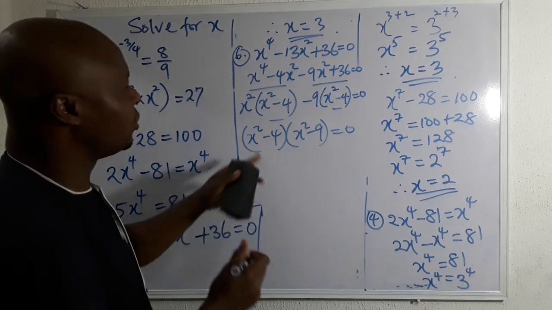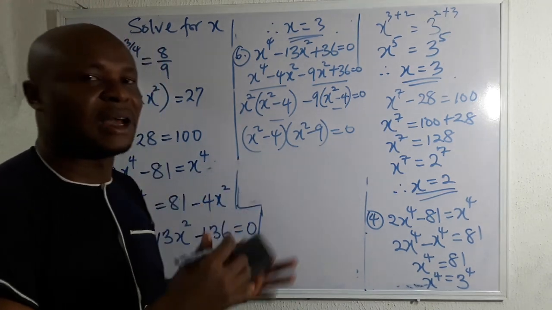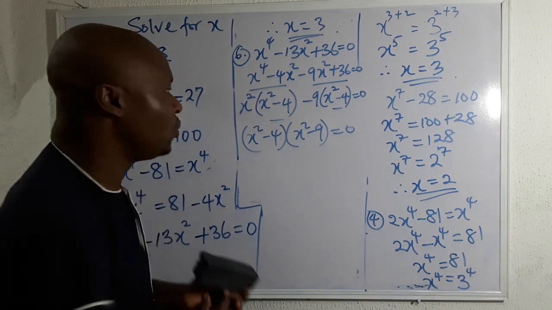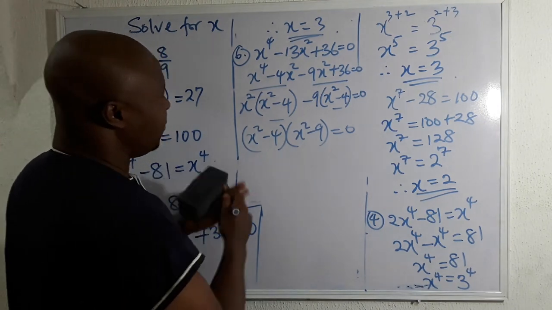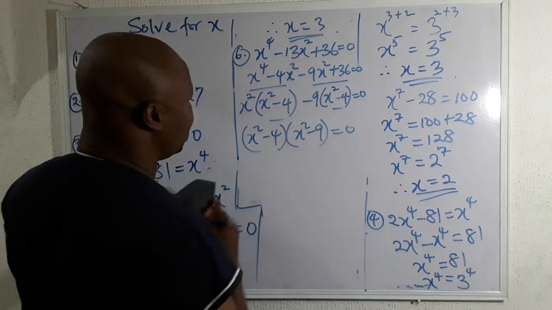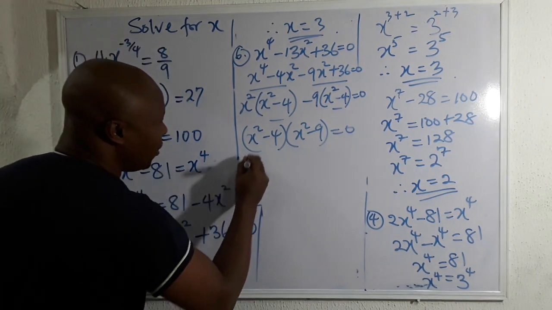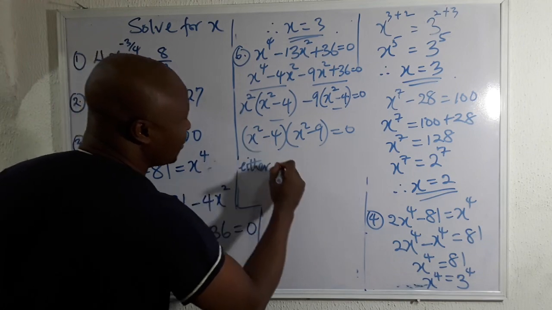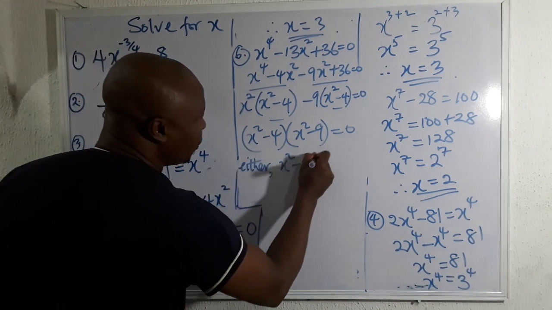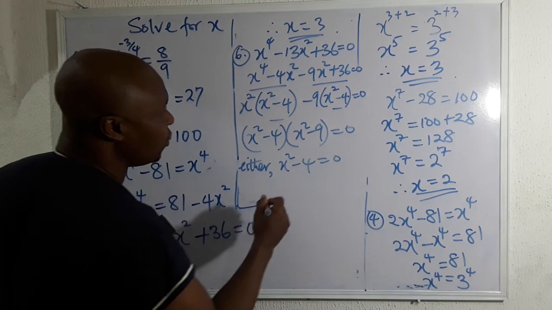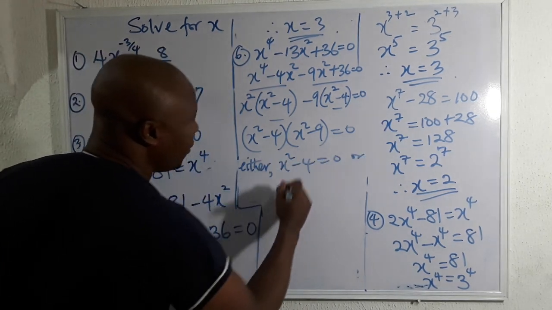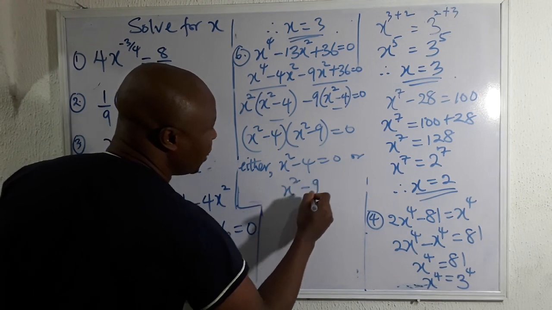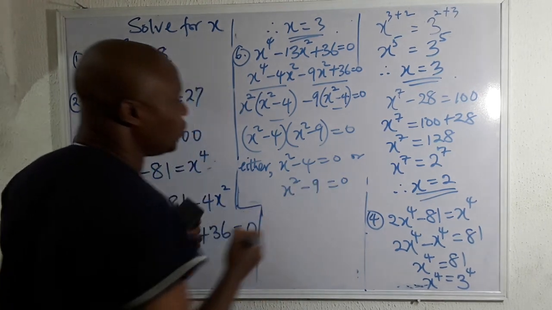When two things multiply to 0, for example, if a times b is equal to 0, then either a is equal to 0 or b is equal to 0. So since this times this gives us 0, it's either the first term here, x squared minus 4 is equal to 0, or x squared minus 9 is equal to 0.